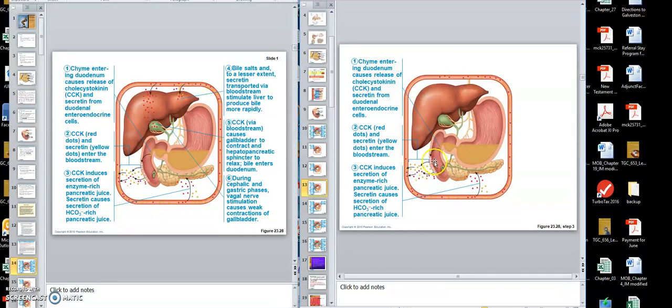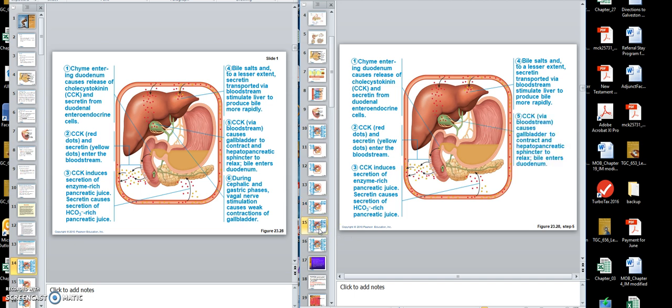from the pancreas. But CCK also, remember, stimulated the gallbladder. So CCK is doing pancreas enzymes and gallbladder contraction. Bile salts, to a lesser extent secretin, transported via bloodstream, stimulate the liver to produce bile more rapidly. The bile salts came from where? The gallbladder, sending it in. CCK via bloodstream causes the gallbladder to contract and the hepatopancreatic duct to release.